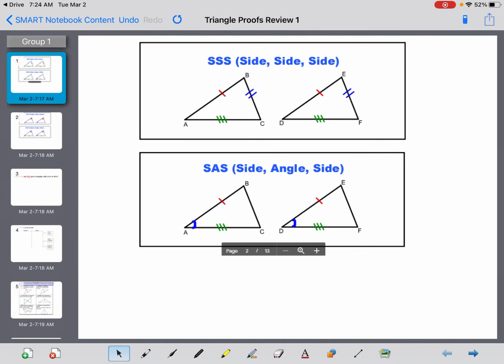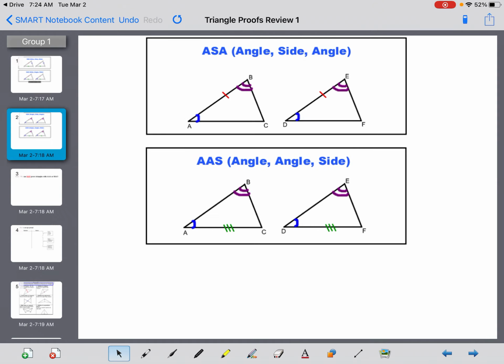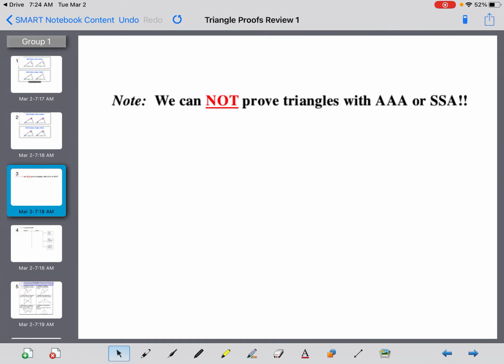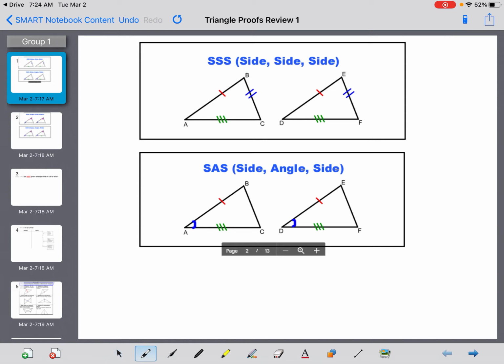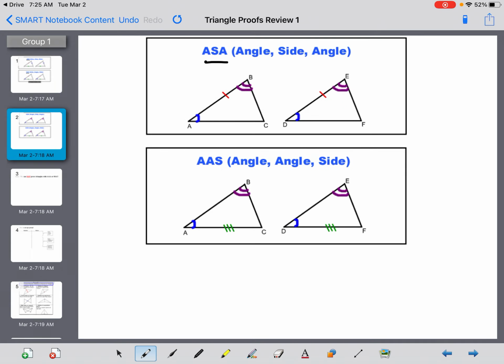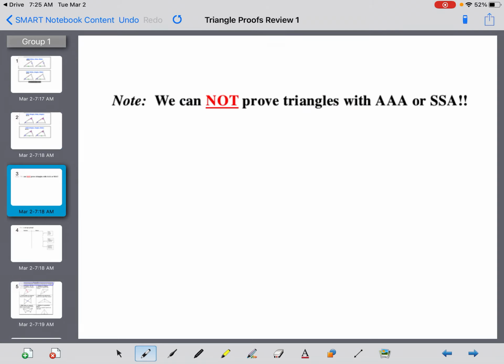Okay, in the beginning you're going to have some useful information that you can reference while you work on this packet. The first is your different types of congruency. We have side, side, side. We have side, angle, side. We have angle, side, angle. And we have angle, angle, side. And notice that they're all demonstrated within the triangles themselves. It's very important to remember that you cannot prove triangles with angle, angle, angle, or SSA. Those are no good.